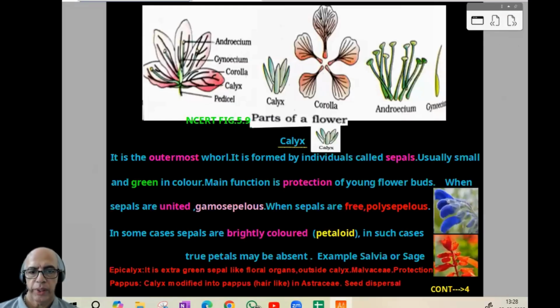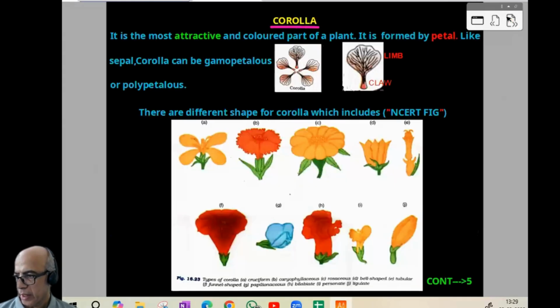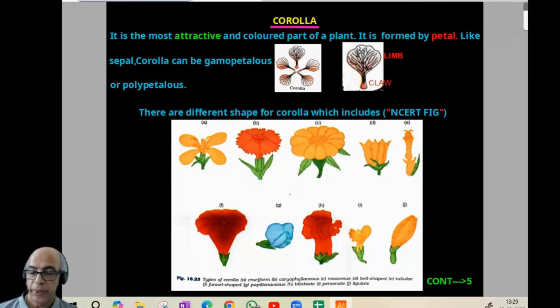And it is well shown. Then we started with the calyx: what is the function of calyx, its color and size, and that sometimes calyx will be brightly colored. After that, epicalyx and pappus. Then we entered into the brightly colored part, that is corolla, and its function. And for corolla, I forgot to say one thing: a broad part is called the limb, and a small stalk-like area is called the claw. So it is called a clawed petal.